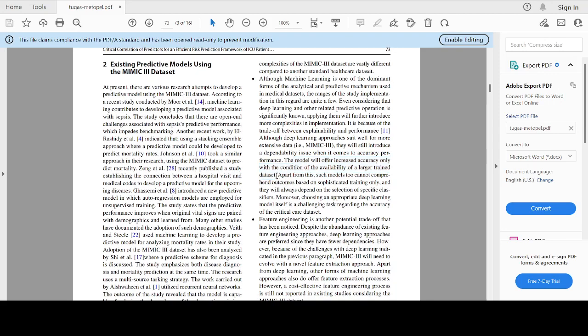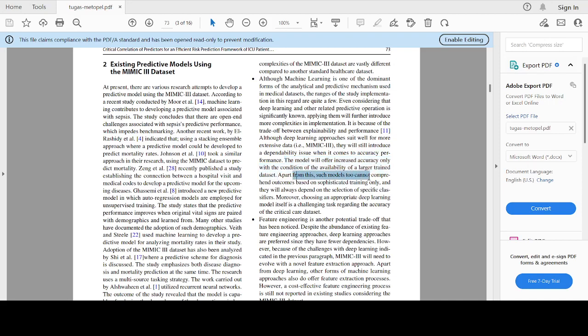Yeah, so basically this also describes the common problem of this kind of research: either the data is not enough, or the data is not available, or the data are imbalanced. So there's more normal data than the unique condition data. The model will offer increased accuracy only with the condition of the availability of a larger trained dataset.